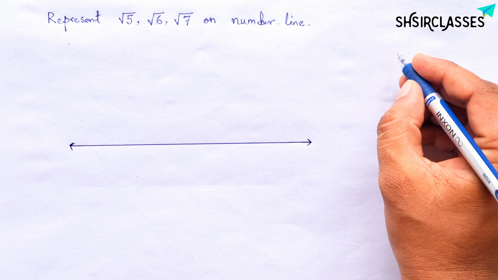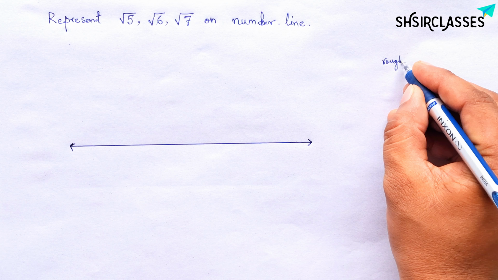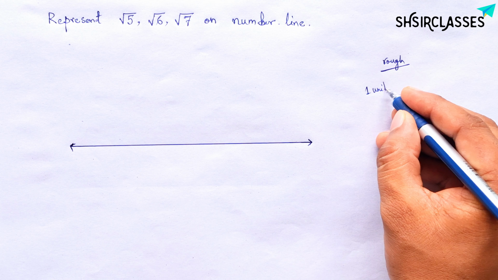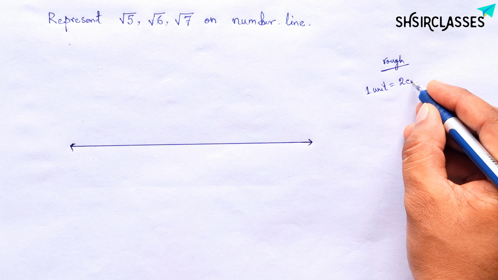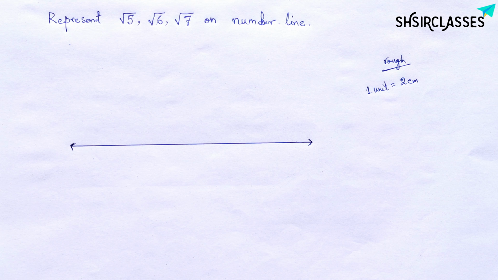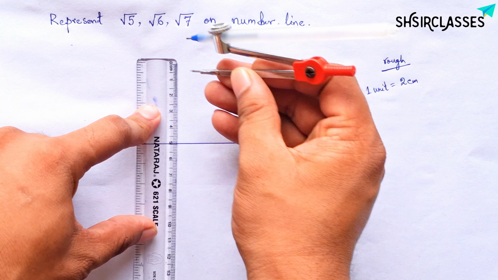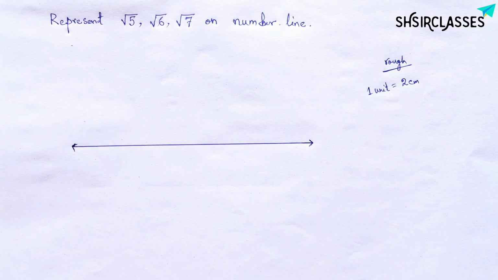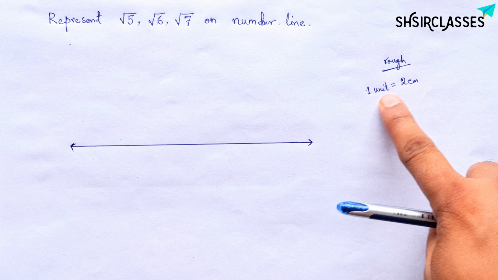Next, let's roughly discuss some important notes. Let us take 1 unit length equal to 2 centimeters. You can choose 3 centimeters or 4 centimeters as your choice. Next, measure the length of 1 unit equal to 2 centimeters with the help of a scale and compass.